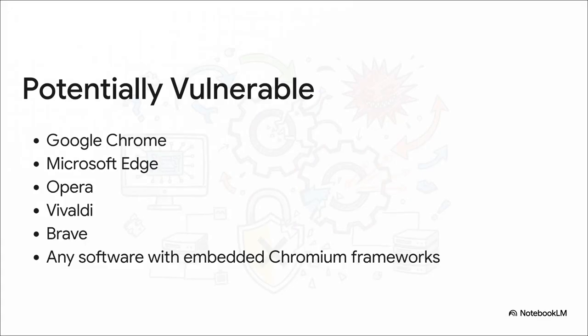So what does that mean? It means the attack surface is massive. Yes, it includes Google Chrome, but it also means Microsoft Edge, Opera, Vivaldi, Brave, and even more critically, it includes any other app on your system that might use an embedded piece of Chromium to display web content. We have to assume that any app with a browser-like function could be a way in.